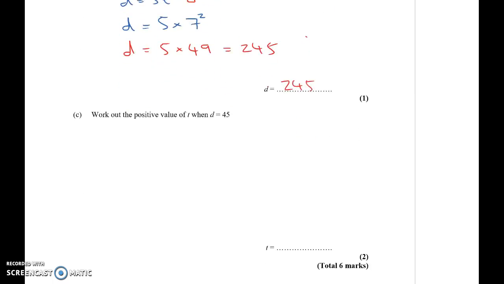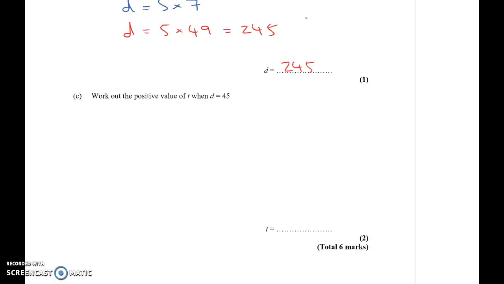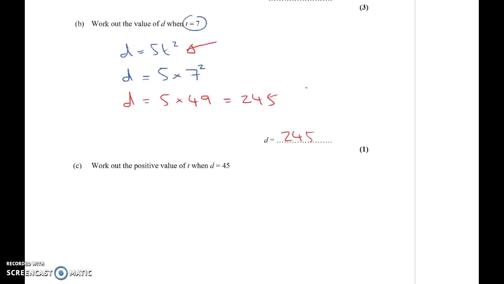Right, part C. Work out the positive value of t when D is equal to 45. So it's like the last question. This time they're giving us D. Last time they gave us t. But we do exactly the same thing. Right, so we go again.